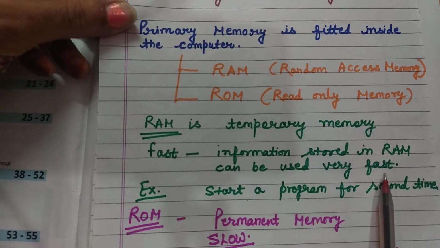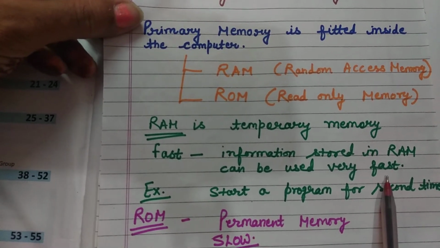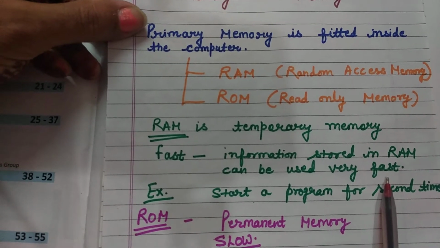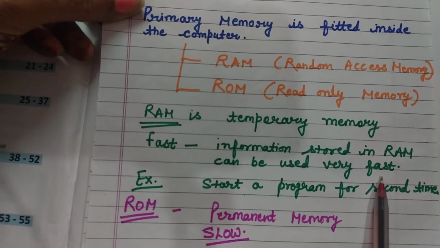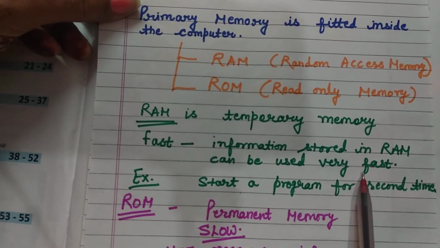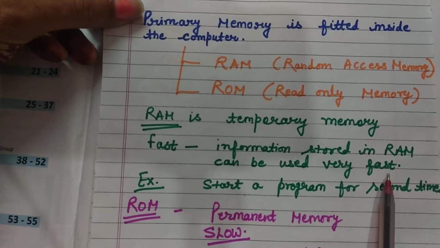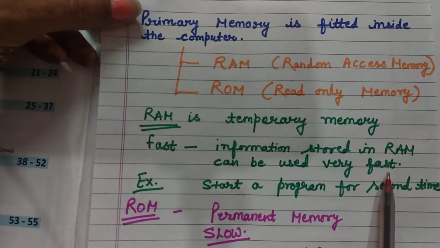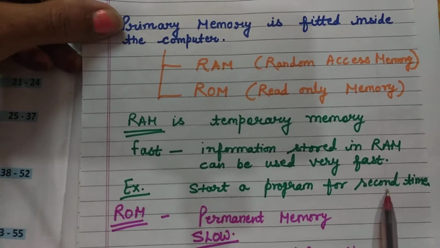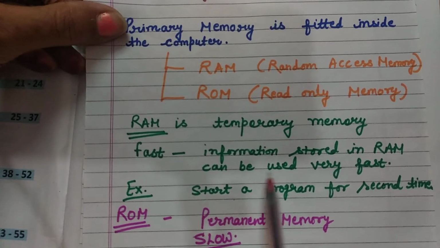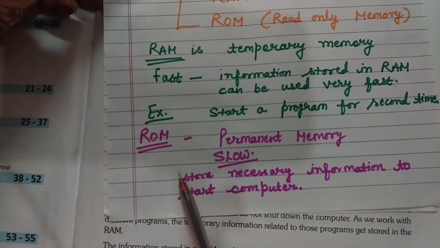Let us have one example. Suppose you opened a program in the system, and before shutting down, you use the same program again. You will see that the program you opened earlier opens very fast as compared to the earlier time. It will start in a few seconds, so it is very fast in comparison to the ROM. Now let us come to the ROM.